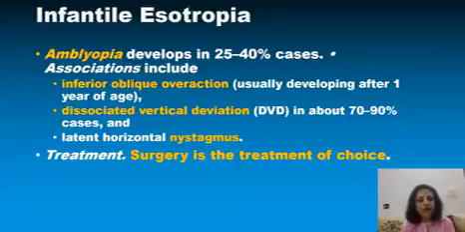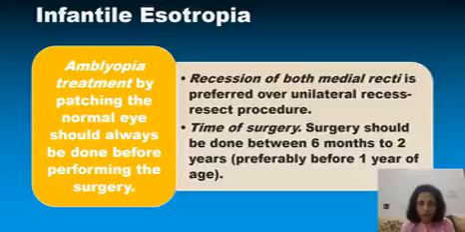In infantile esotropia, amblyopia develops in 25 to 40% of cases. Associations include inferior oblique overaction, dissociated vertical deviation, and latent horizontal nystagmus. Surgery is the treatment of choice for infantile esotropia. Amblyopia treatment by patching the normal eye should always be done before performing the surgery. Recession of both medial recti is preferred over a unilateral resection procedure.